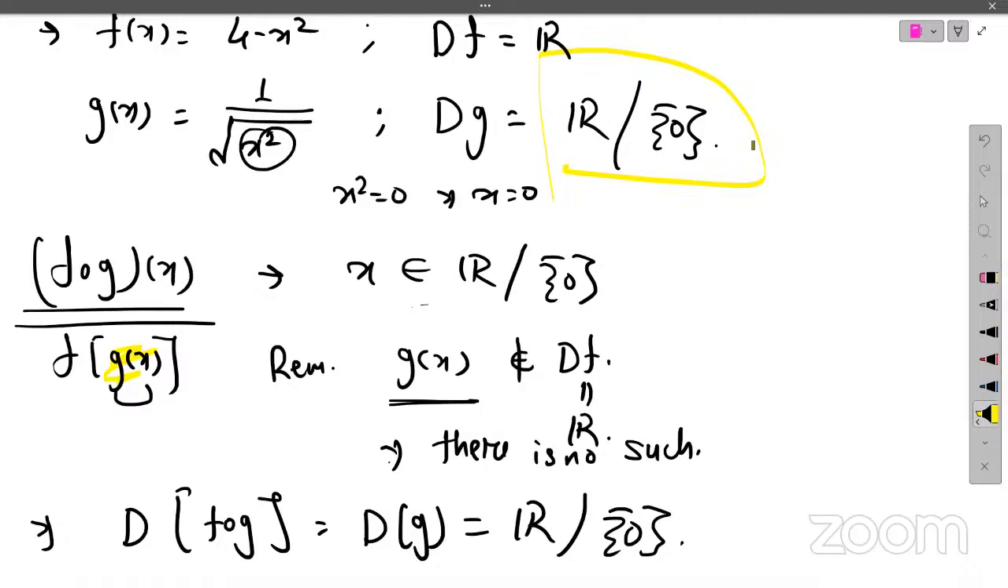Now we have to remove all those points for which g of x is not a part of the domain of f. But what is the domain of f? The domain of f is nothing but the whole real numbers. So there is no point which is not a part of real numbers, right? So there is no point x for which g of x is not a part of real numbers. So that means in this case, we don't have to remove anything from the domain of g.